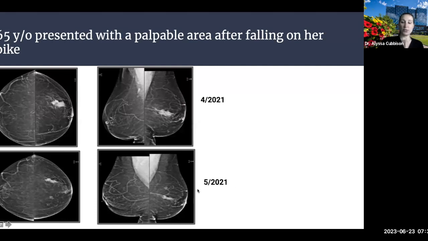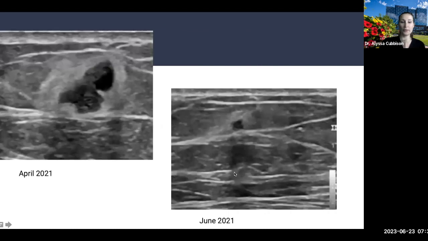So she then presented a month later in May 2021. And as you can see, it hasn't resolved completely, but certainly much smaller than on the prior. And then this is the ultrasound exam. So this is how she initially presented. We have a hypoechoic, anechoic center with a peripheral echogenic rim to it. So the differential for this, just looking at it, certainly with a history of trauma, would be hematoma or fat necrosis.